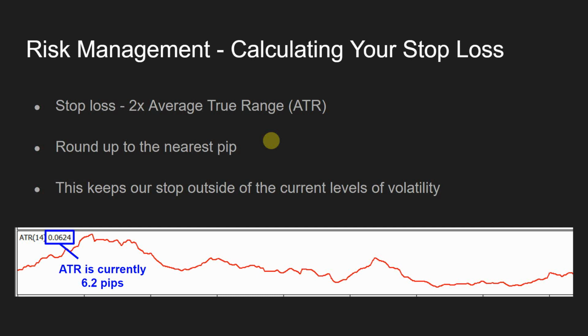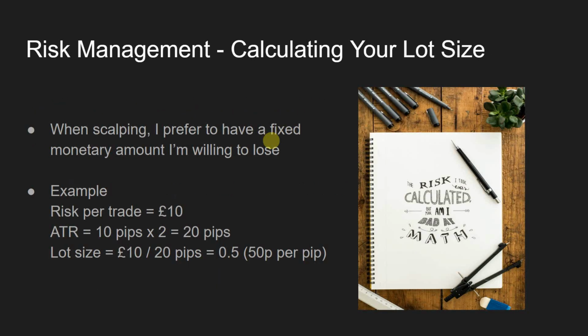So again, I tried to keep this very simple. Just before you pull the trigger, have a look at what the ATR is, times it by 2, and round up to the nearest whole pip, and that will be your stop loss. I hope that really makes sense. And this will help us in calculating your lot size.